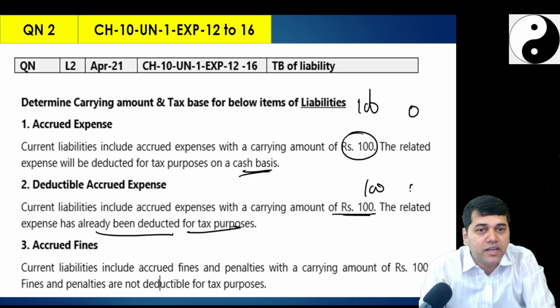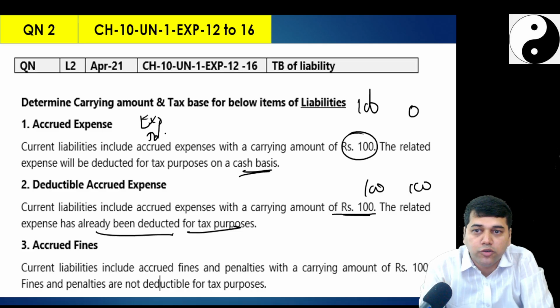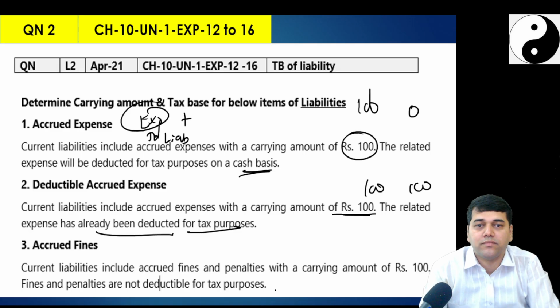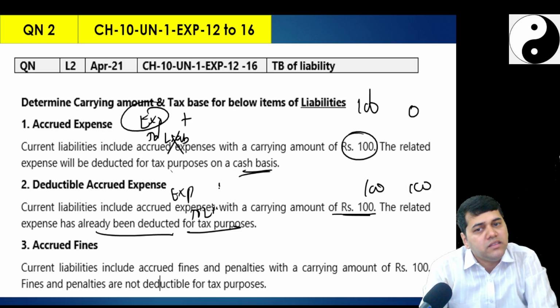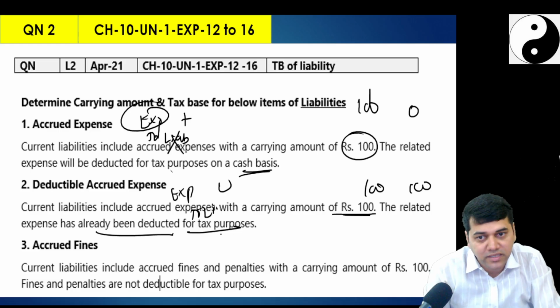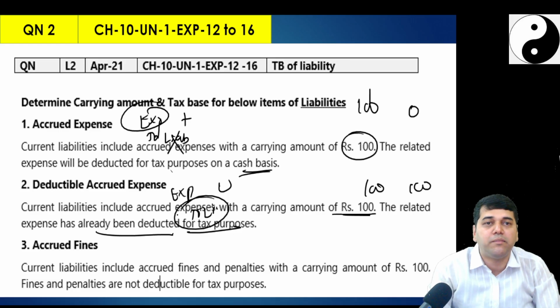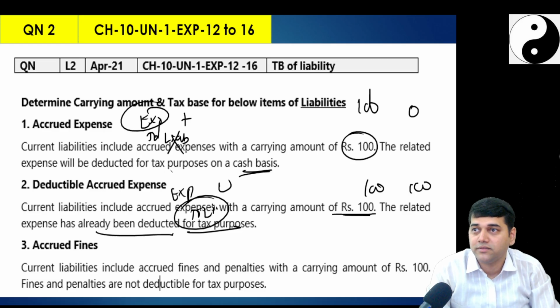See, here it is 100, 100. In the first case, you passed the entry expense account debit to liability, which they added back. That's why they didn't recognize this liability. In the second year, you passed the entry expense to liability, they permitted it as a deduction. Since they permitted it as a deduction, they continue to recognize this as a liability in their balance sheet.